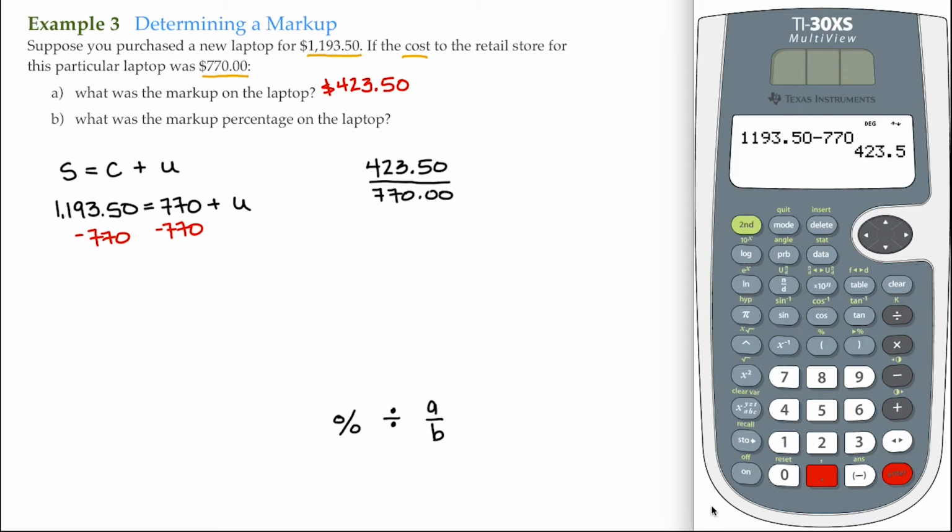So we'll just go right back to our calculators. We'll do 423 and 50 cents. And we'll divide that by 770. Hit enter. And that is 0.55, or in other words, 55%. So the retail store marked up the $770 by 55%. That adds on another $423.50, thus giving us a selling price of $1,193.50.